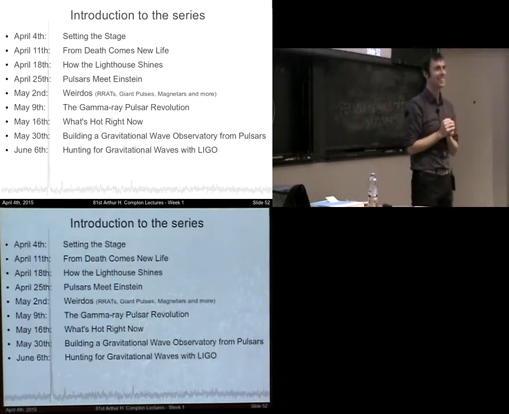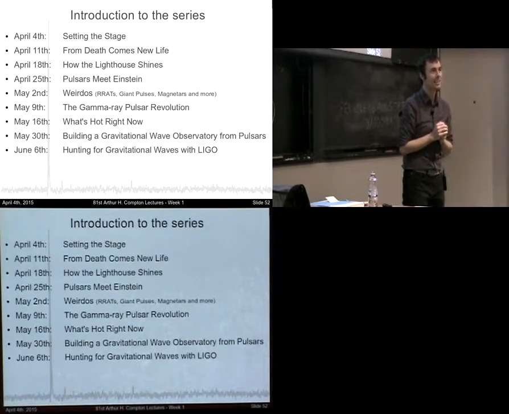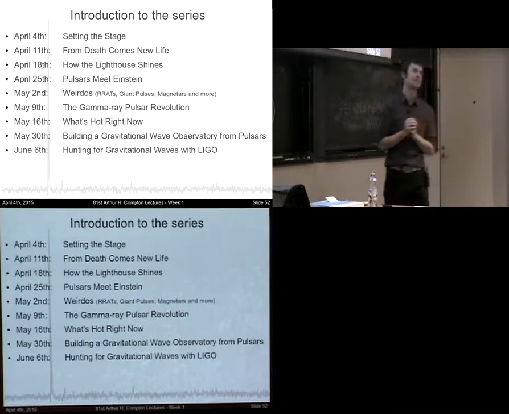Could you be seeing the pulse with every half rotation if the beam is coming out? Sure. And how would you know? How would you know?